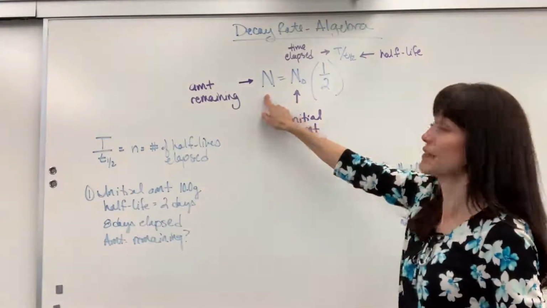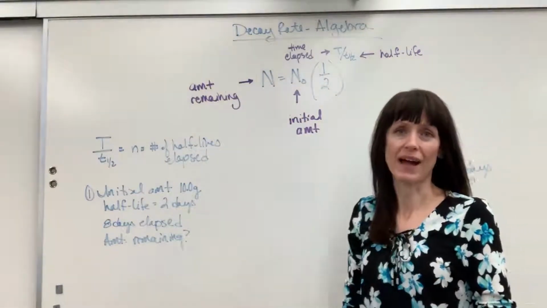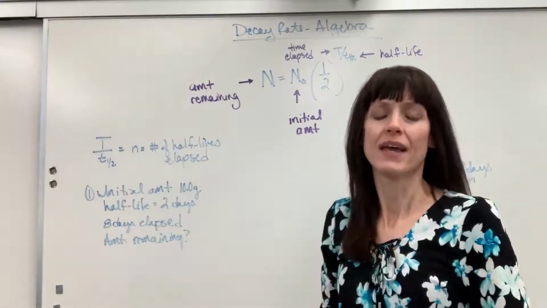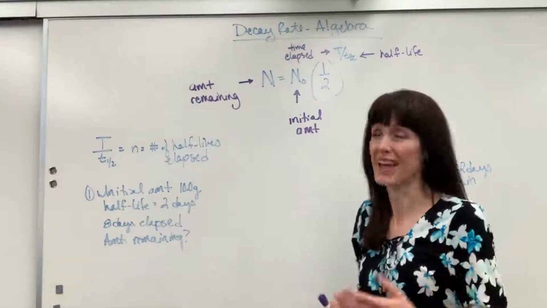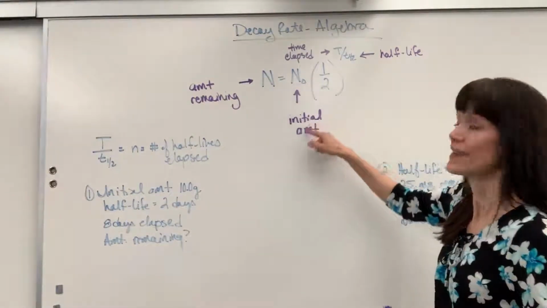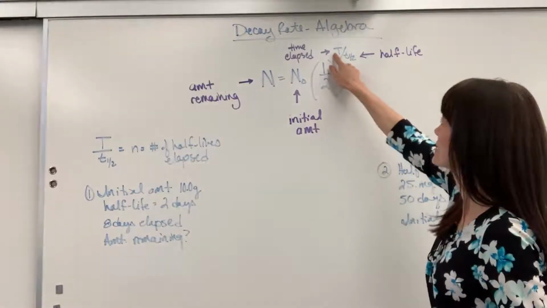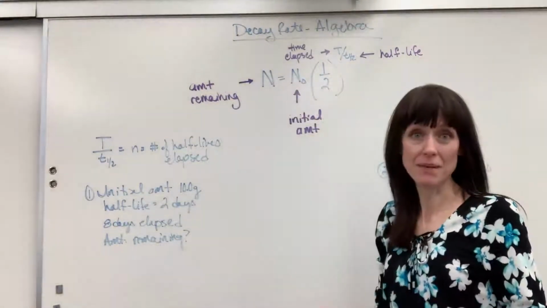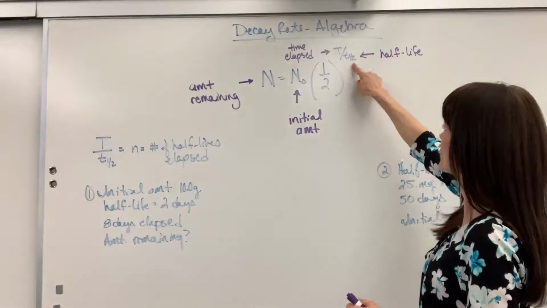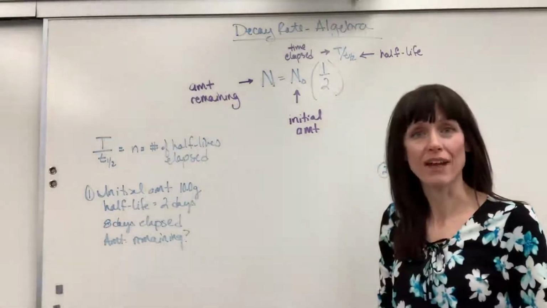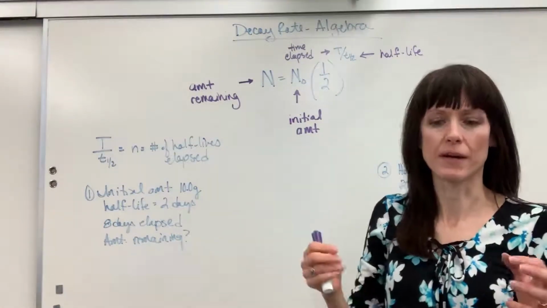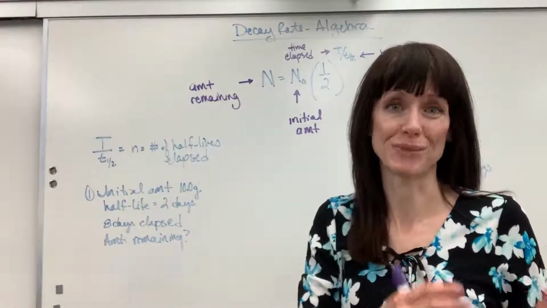This N is going to be the amount remaining. What's left over after we've had a certain time elapse and this substance has begun to decay. N sub naught, that's the amount that you begin with. There's your initial amount. And then this capital T, that's the time elapsed. And the T sub 1/2, you'll recall that is our symbol for half-life. How long it takes for half of the reactants to change to products.